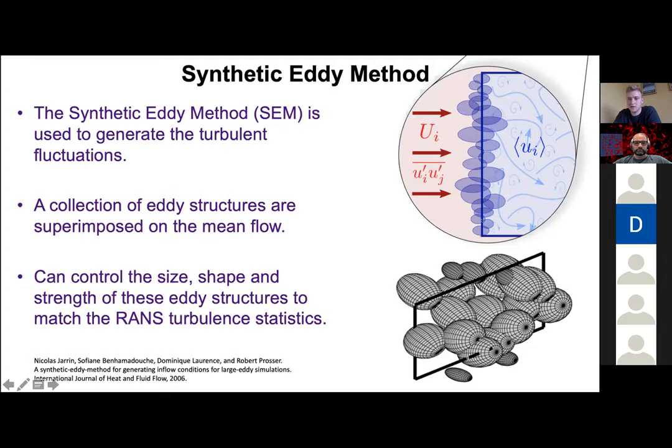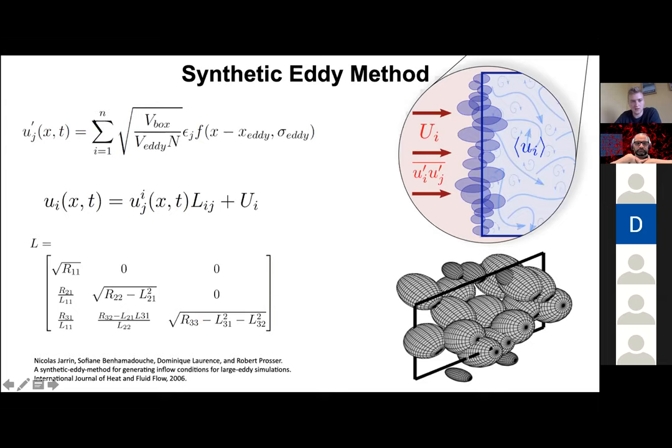And so we define a collection of eddy structures, as you see on the bottom here. And these are superimposed upon the mean flow that we're getting from the RANS. And we can then control the size, the shape and the strength of these eddy structures in order to match the turbulent statistics that we're getting from the RANS as well. So you can match the mean flow and the turbulent statistics of the RANS by using the synthetic eddy method and generate that fluctuating velocity field. And so the fluctuating velocity field is a sum of the contributions of the separate eddies at that one point.